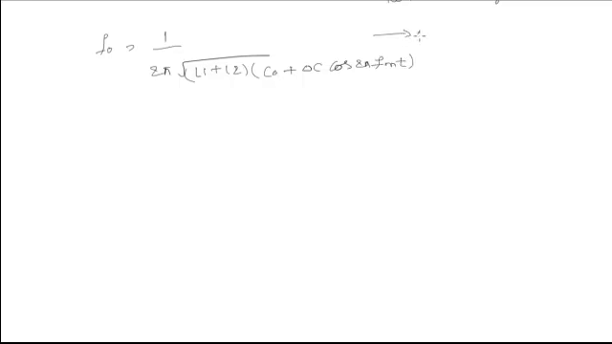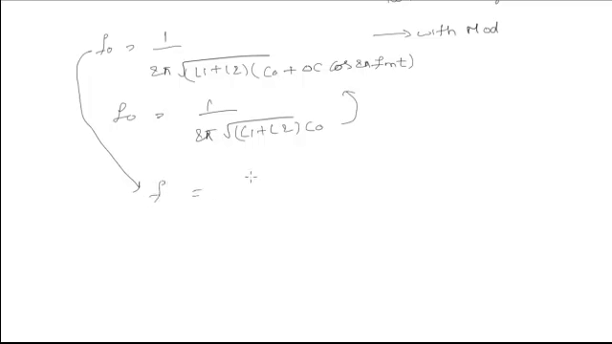This is with modulation. Without modulation, you will have 1 by 2 pi square root of L1 plus L2 into C0. By solving this, you will have the modulated frequency of the Hartley oscillator as f0 by square root of 1 plus delta c by c0 cos of 2 pi fmt. So depending on the delta c and c0 values, you will get different frequencies based on this unmodulated frequency.